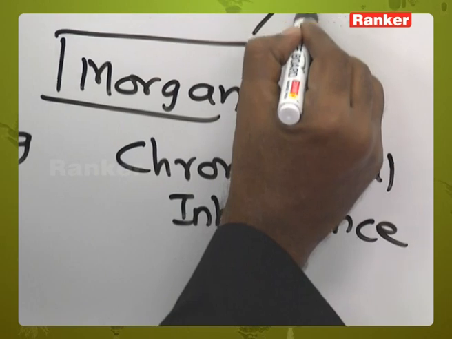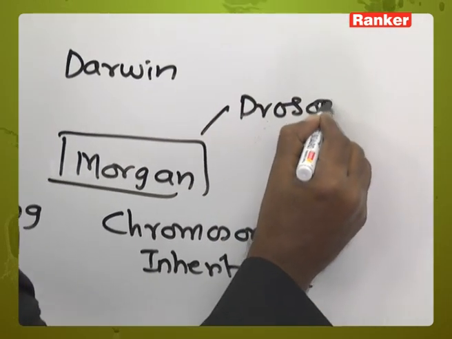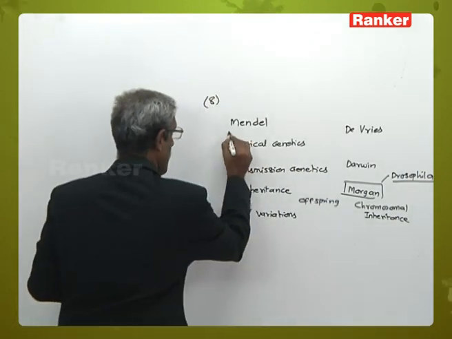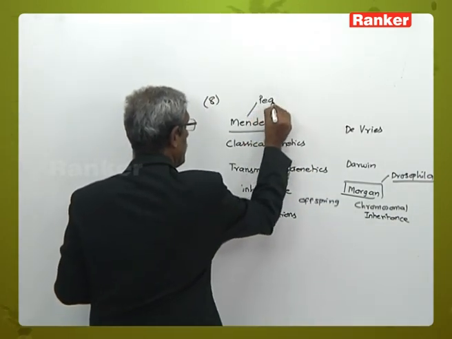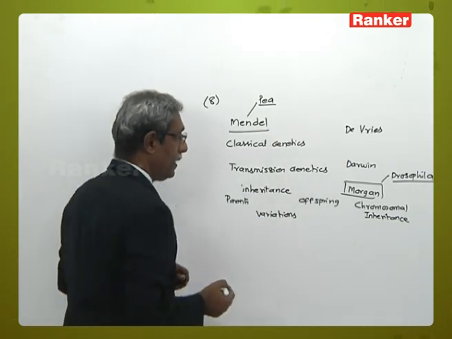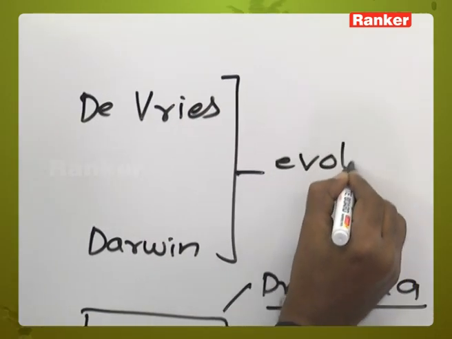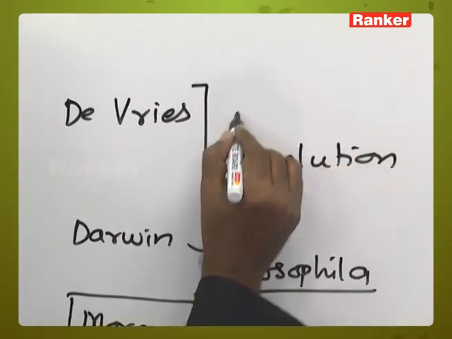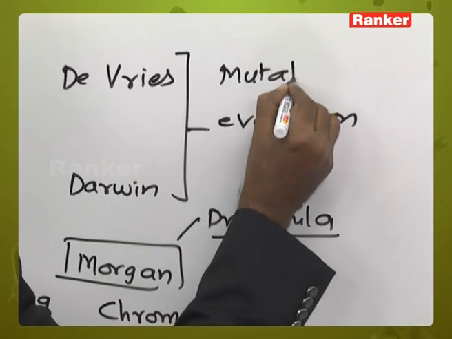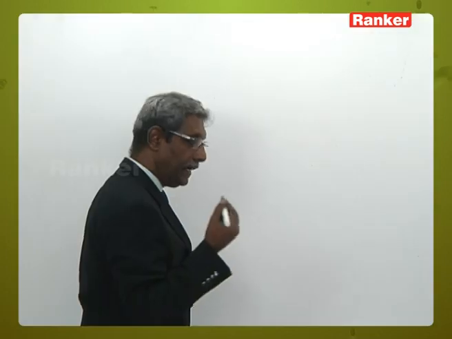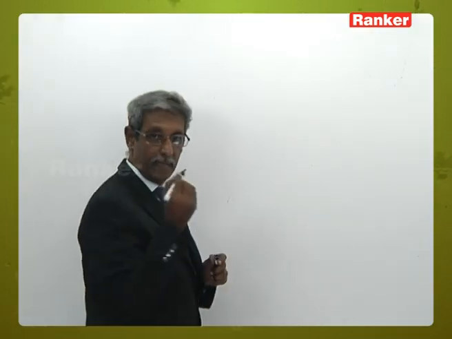Morgan had primarily worked with Drosophila, or Drosophila genetics, whereas Mendel had worked with Pisum sativum, and De Vries and Darwin both are associated with evolution and even a bit of mutation. So, the correct answer to question 8 is B, that is Mendel.